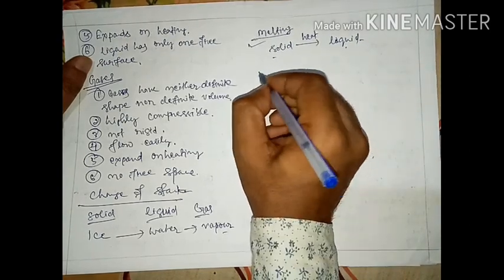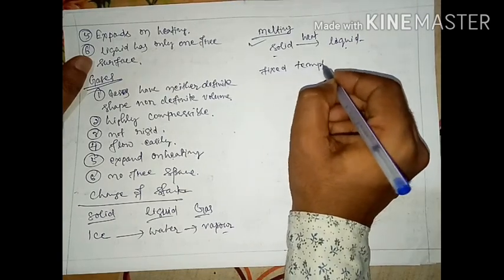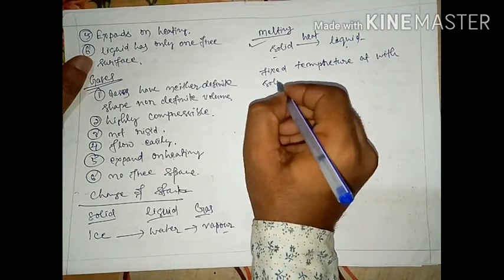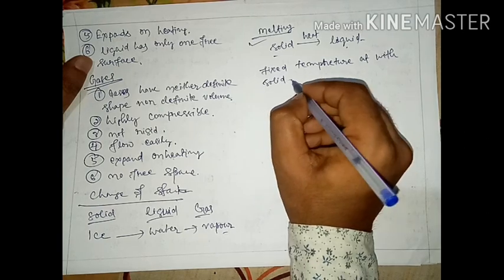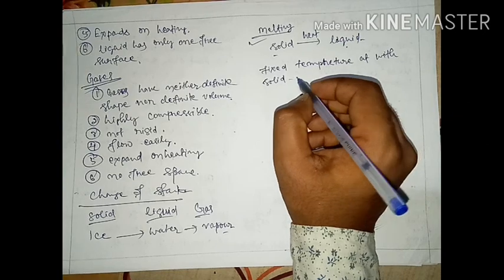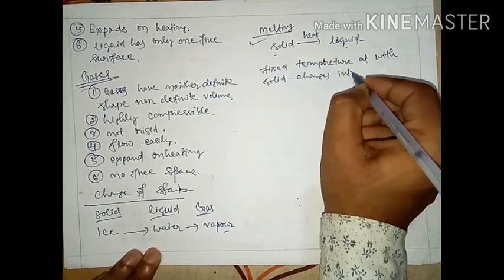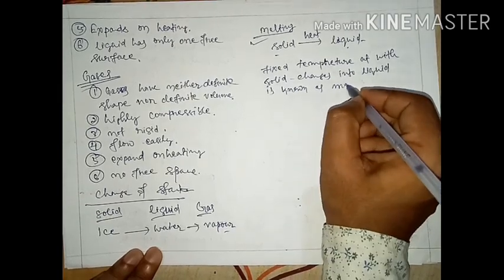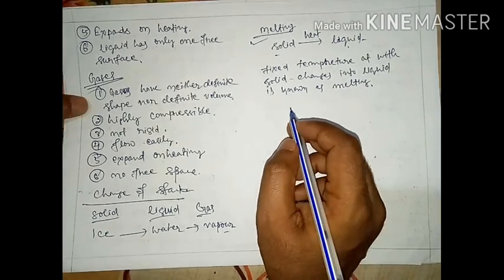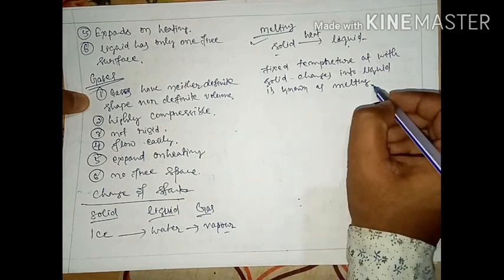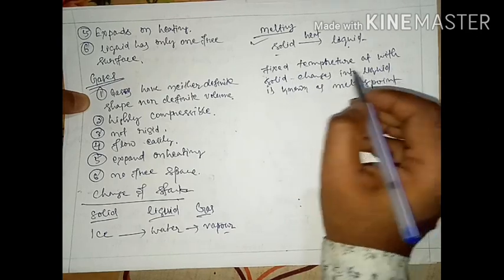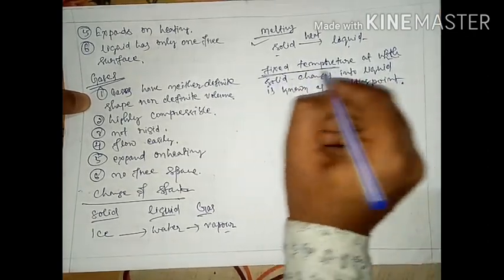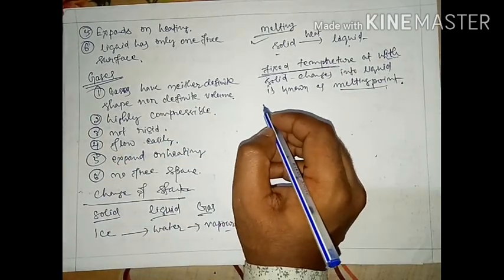And the fixed temperature at which a solid changes into liquid is known as melting. Understood, students? Now we are going to melting point. The fixed temperature at which the solid changes into liquid is known as the melting point. Next one we are going to discuss is boiling.